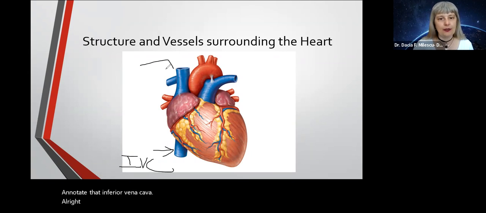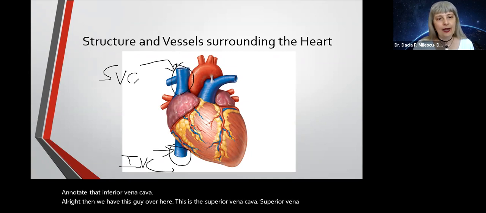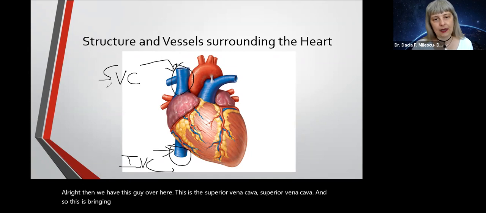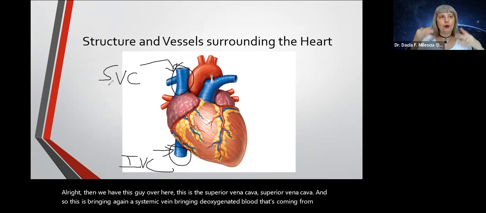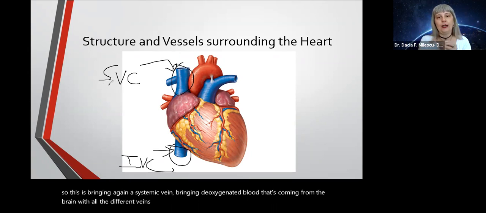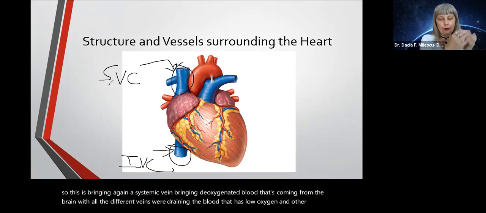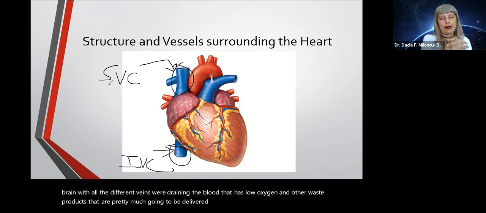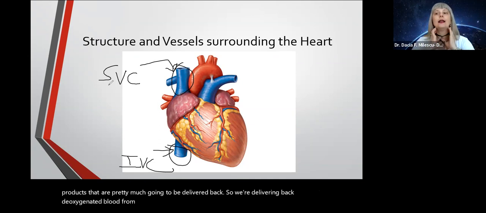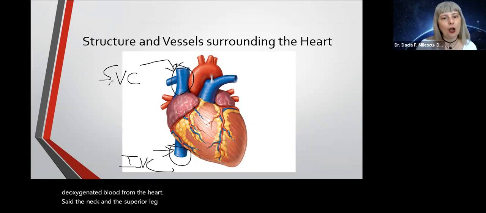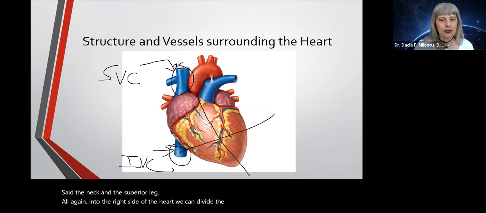All right, then we have this guy over here. This is the superior vena cava. And so this is, again, a systemic vein bringing deoxygenated blood that's coming from the brain, with all the different veins that are draining the blood that has low oxygen and other waste products, which is pretty much going to be delivered back. So we're delivering back deoxygenated blood from the head, the neck, and the superior limb, all again into the right side of the heart.